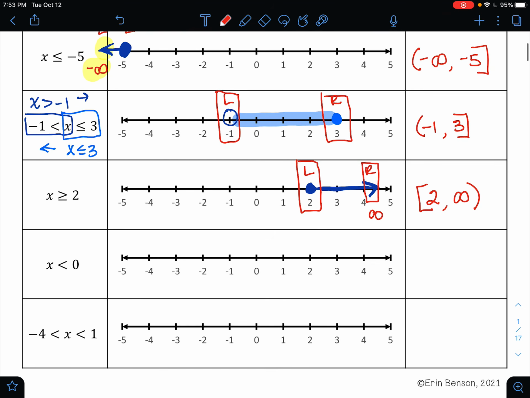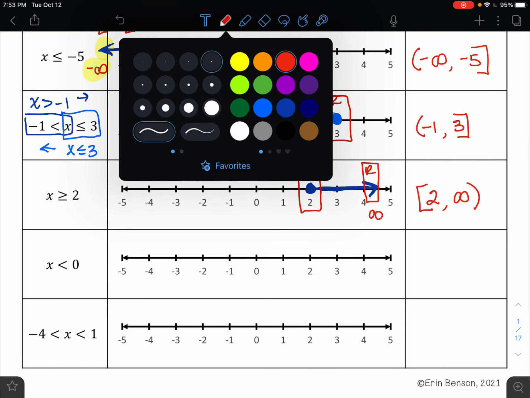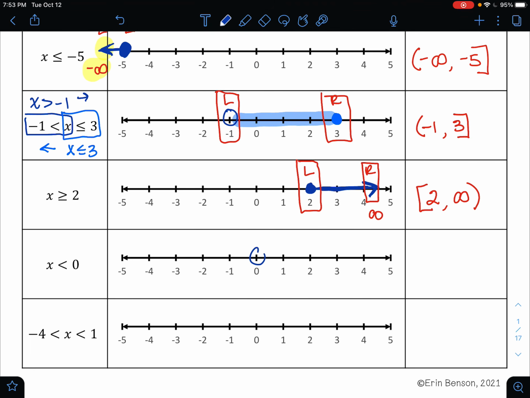For the next one, we have x is less than 0. 0 will have an open circle because it's not included. We want all the numbers that are smaller than 0, so we are going to shade to the left.